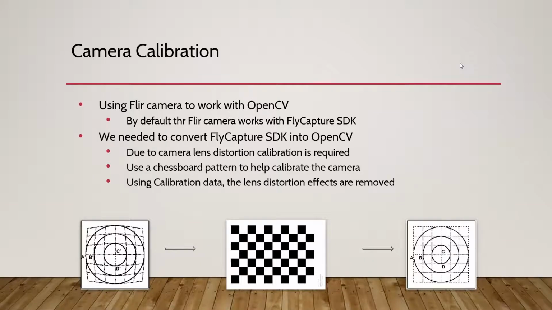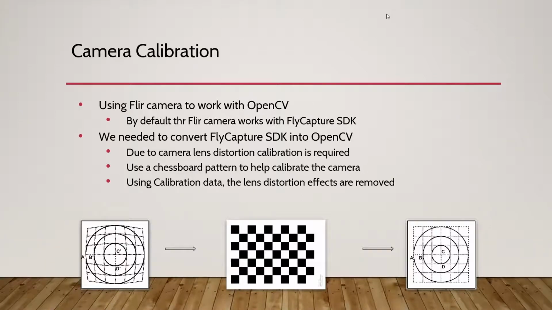Hello, I'm Jonathan. I'll be going over camera calibrations with you. To start off, we were using a FLIR camera to act as our eyes, and we wanted to use OpenCV so we were able to manipulate the information that we are gathering from the camera to what we need it to be.